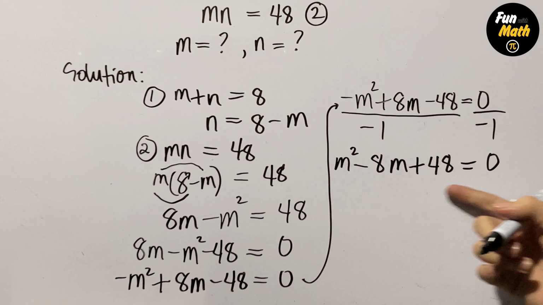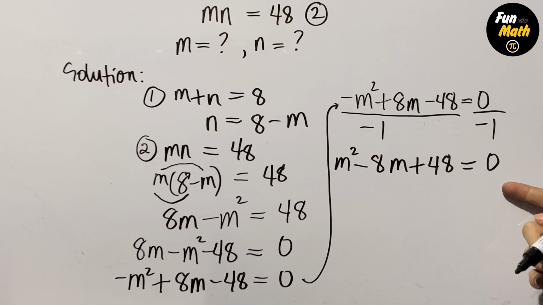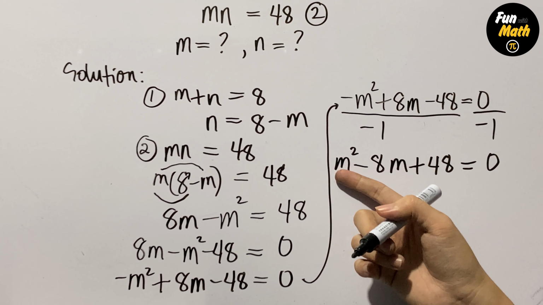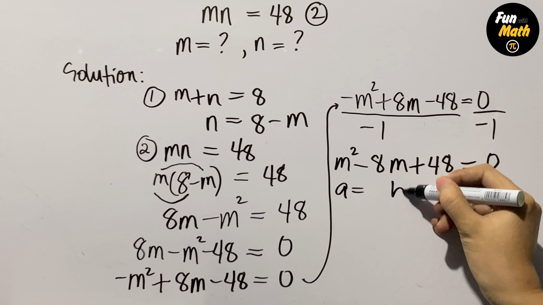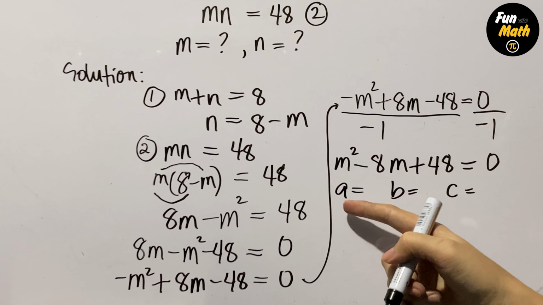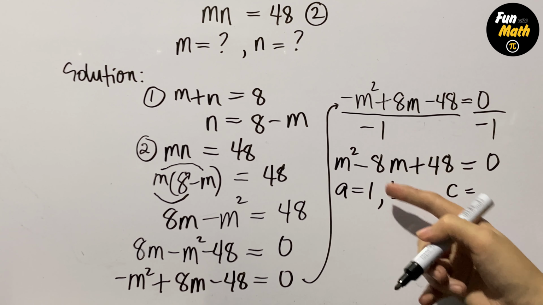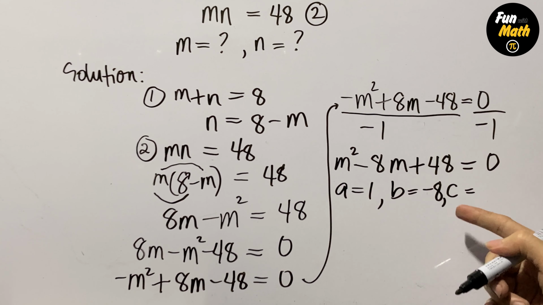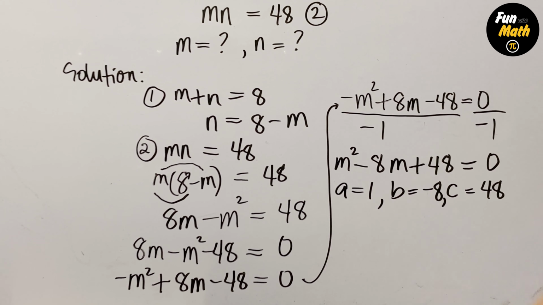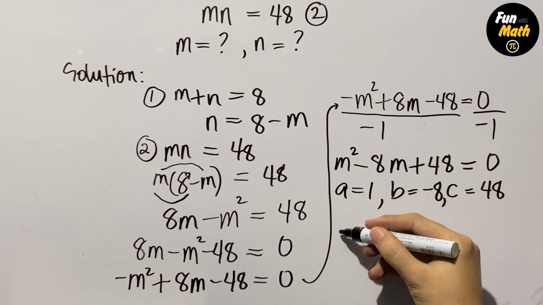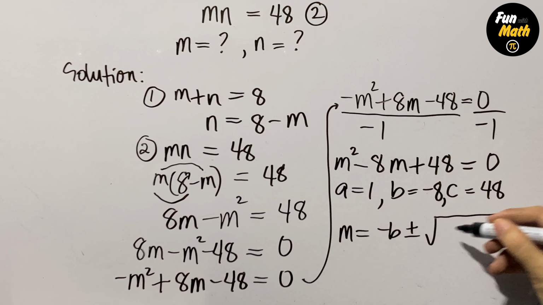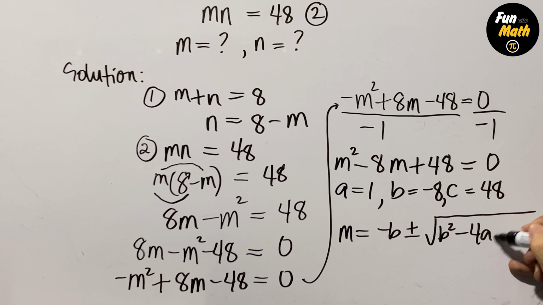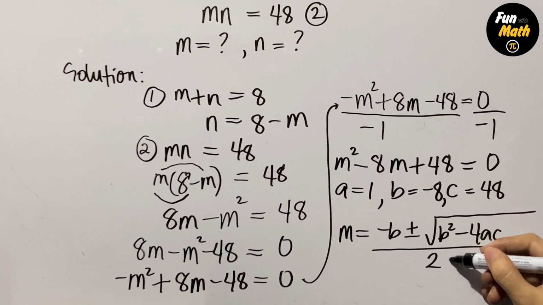And the next is, since this is a quadratic equation, we are going to use the quadratic formula to find the values of m. But before that, let's identify the values of a, b, and c. For a, that is 1. For b, that is negative 8. For c, that is 48. And now the quadratic formula is m is equal to negative b plus or minus the square root of b squared minus 4ac, all over 2a.